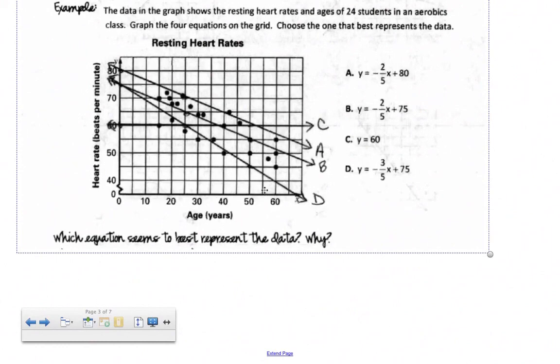There's probably some that you know definitely don't do the best job at representing the data. For example, letter C, if I use this line to show a trend, this really isn't the trend of the data. And so right off the bat, I would probably eliminate letter C. Letters A and B look pretty similar, pretty close, although the graph for the equation from letter A is really only hitting these top couple of points. And so I'm going to eliminate that one too because I see that there's a lot of data points that fall underneath that line and I don't feel like this best represents that.